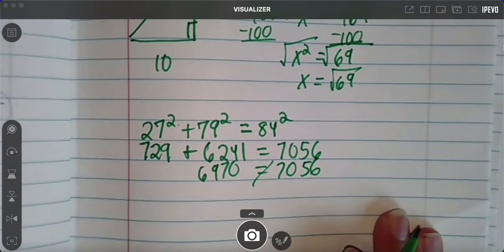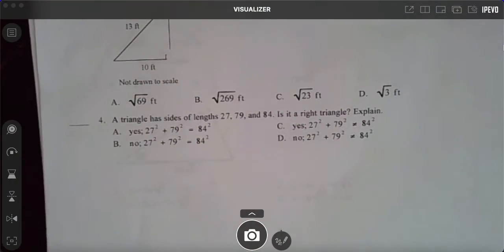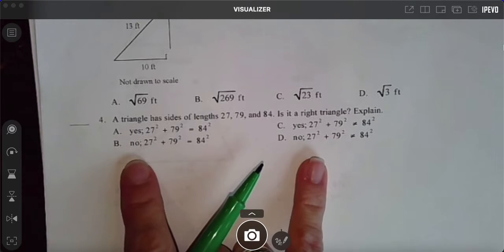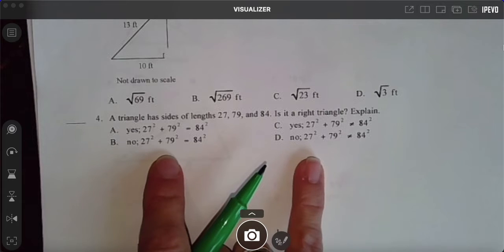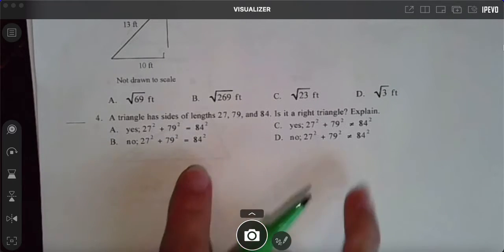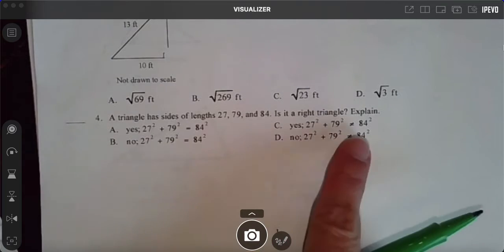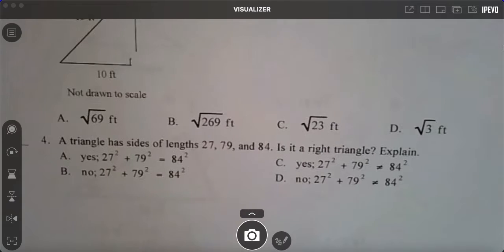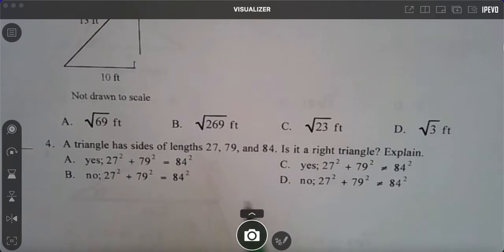Does that make sense, y'all? It had to equal to be a right triangle. So you would say no because 27 squared plus 79 squared does not equal 84 squared. Yeah, it's D. Can y'all tell the difference between B and D? Let me zoom in. B has an equal sign, but what does D say? A not equal. And they don't equal, okay? I didn't know if you could see that or not.